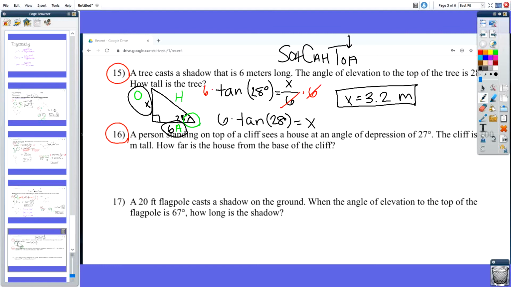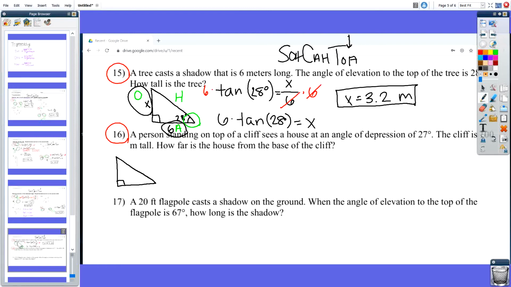All right, let's move on to the next one here. So first step, just like the last one, I'm going to draw a right triangle. Just like that.